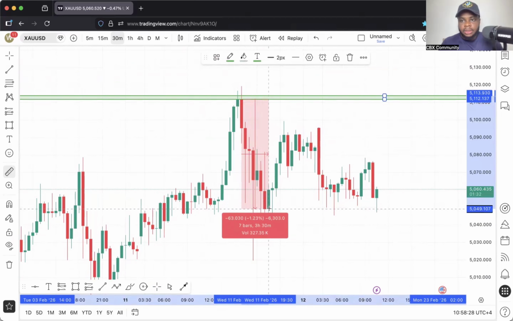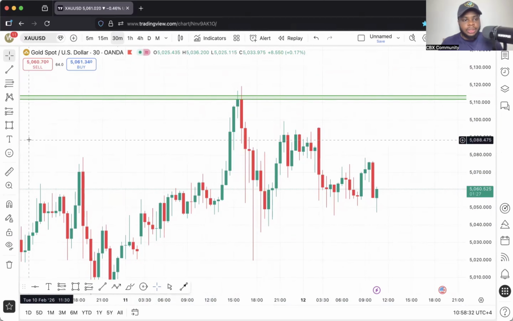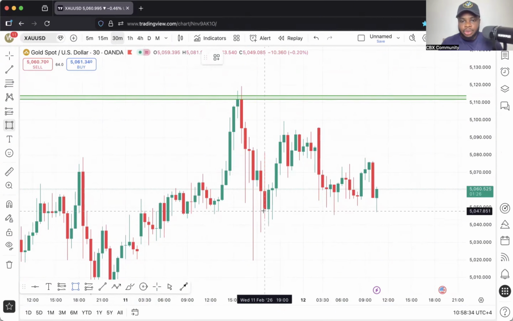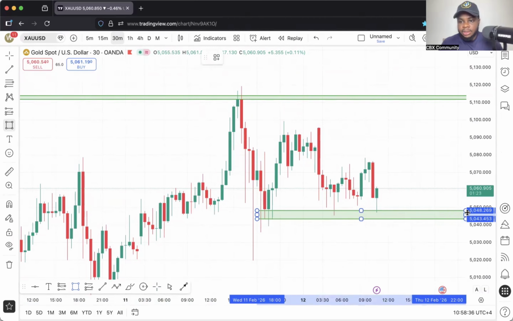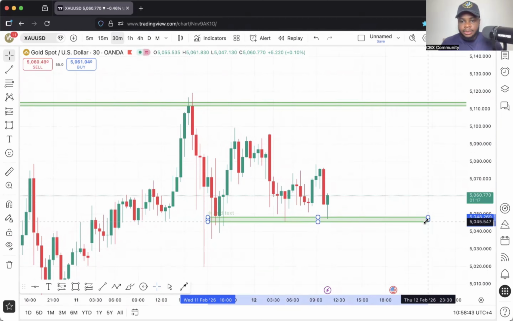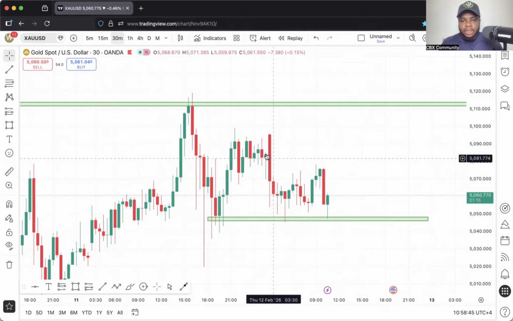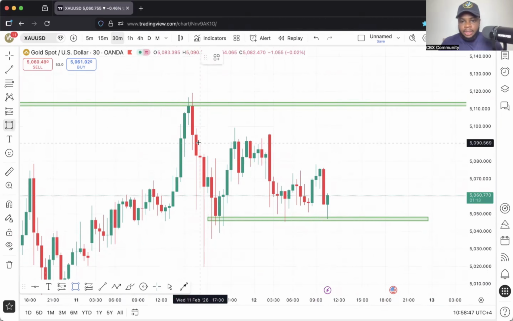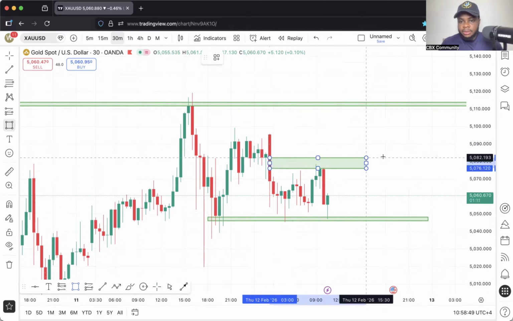We're looking at 630 pips. That's huge. So the best thing is just for us to identify a recent support. This is our recent support. These are our recent support, and these are our recent resistance.